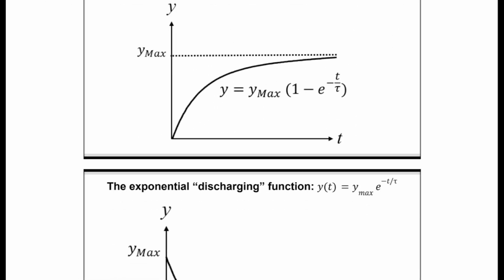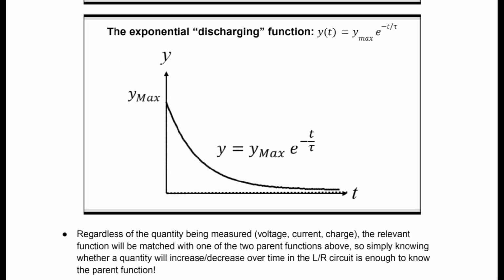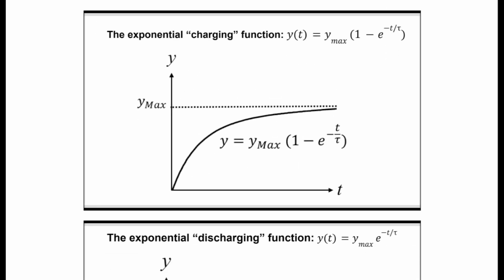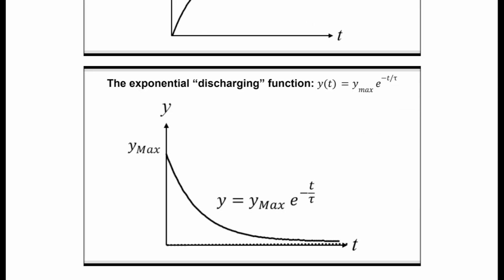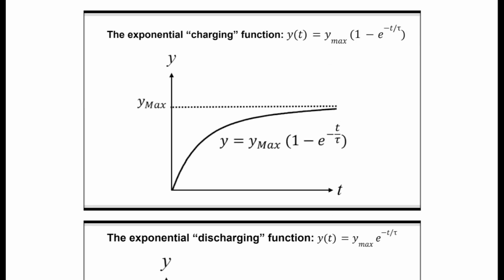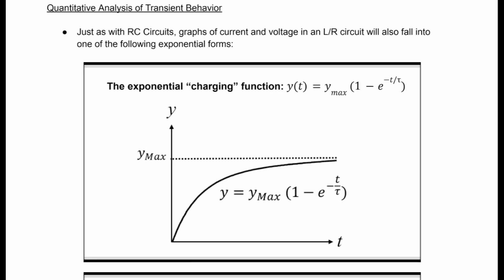So one of these two graphs will apply to all of the RC circuit quantities we'd want to graph, or all of the R over L circuit quantities we'd want to graph. Sorry, L over R. So if we know if it's increasing or decreasing over time for that quantity, we know exactly which one of these two parent functions it'll fall into. So we have the increasing and decreasing graphs. Of course, we don't need to take this for granted. We will solve the differential equation and show that we get this, but you can save yourself some time just by knowing these parent functions.